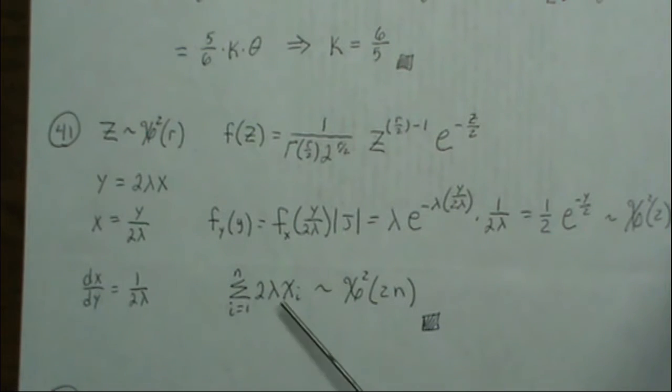That was for one X. Now if we want to sum n of those X's, the sum of chi-squareds is a chi-squared where you just add the degrees of freedom. So we're adding n chi-squareds with 2 degrees of freedom. So the answer is that this distribution is chi-squared with 2n degrees of freedom.